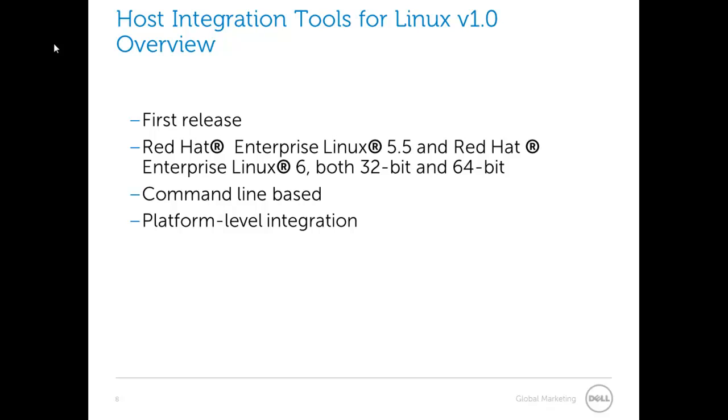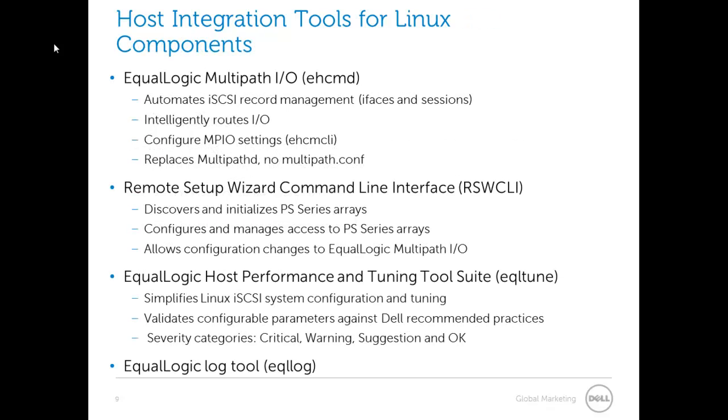HIT for Linux supports Red Hat Enterprise Linux 5.5 and 6.0, both 32 and 64-bit. The configuration and management is all command line based. In this initial release, we concentrated on platform level integration. Now let's look at the components of the HIT for Linux.